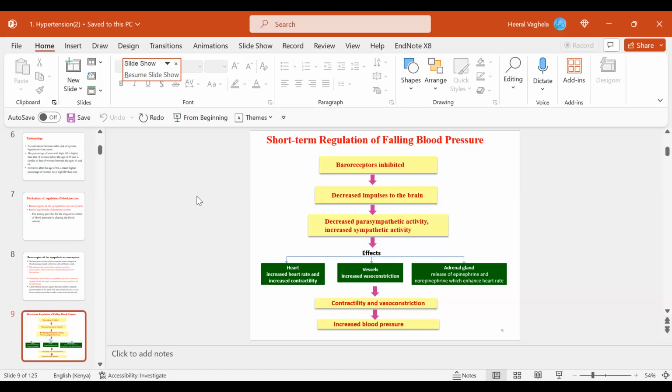So some of the mechanisms that it does this, and some of the effects, is that it increases your heart rate and the contractility of the heart, causes vasoconstriction, and it also releases epinephrine and norepinephrine. Norepinephrine and epinephrine bind to the cells of the heart, and now they increase heart rate. And all this together increases your blood pressure.